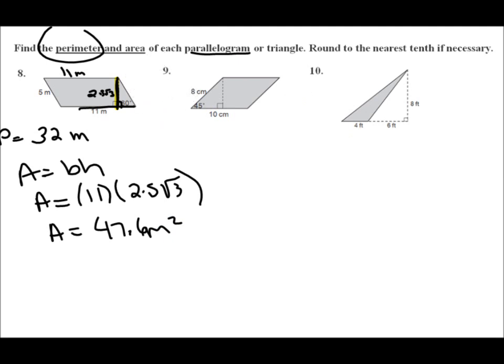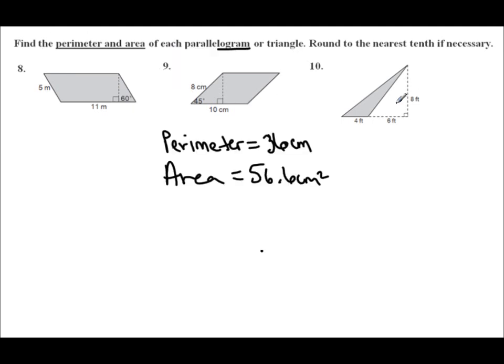Okay, so I'd like for you to pause the video and see if you get what I get for number 9 for perimeter and area. Okay, and you should have gotten the perimeter is 36 centimeters and the area is 56.6 centimeters squared.